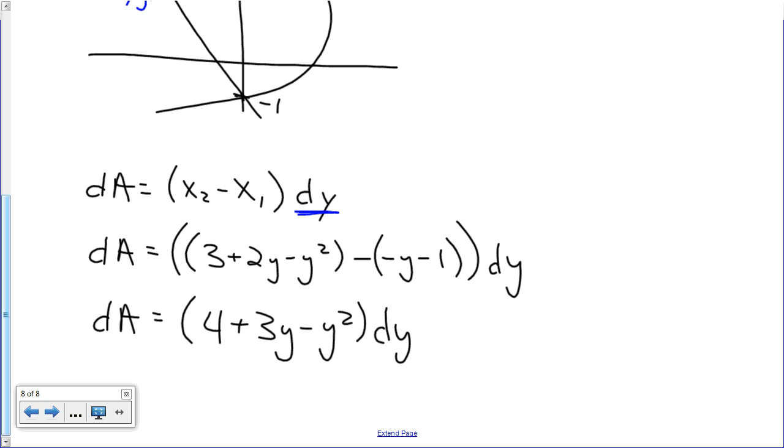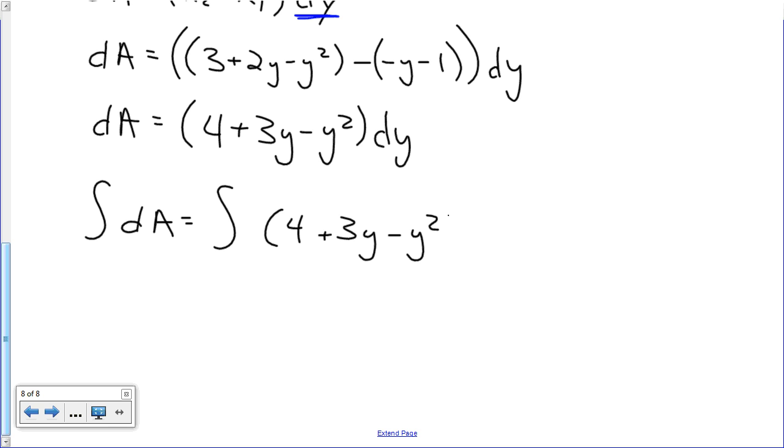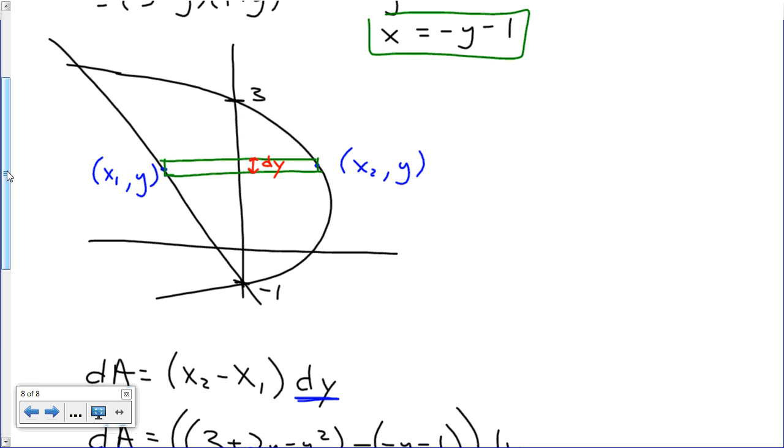And now that we have this, we are ready to integrate this thing. So we're ready to integrate dA, and we're ready to integrate this 4 plus 3y minus y squared dy. The only thing we want to do over on the right side is find the limits of integration for us, the upper and the lower bounds. So let's go back up to our sketch. And you want to think about this horizontal strip here, and sliding it as far down as possible. If we slid it all the way down, as far down as we could, we'd get to this point right here. So the lower bound for this is y equals -1.